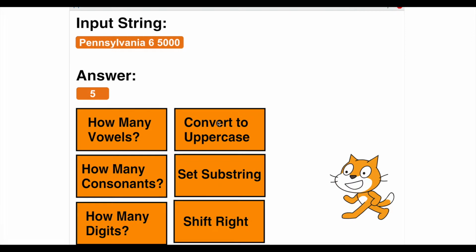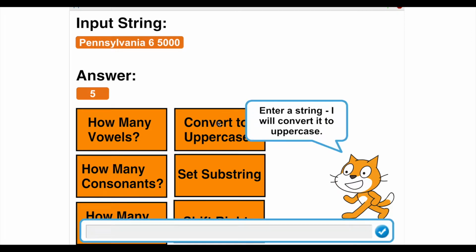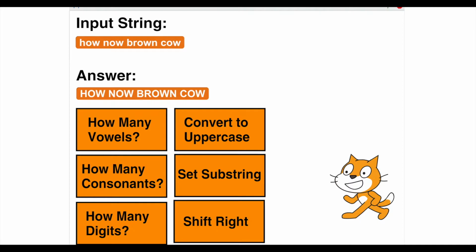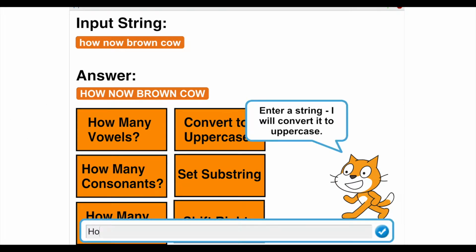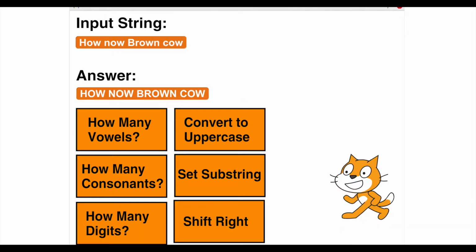Sometimes you want everything in uppercase. Scratch doesn't seem to be very case sensitive, but you may want to have some sort of output that always looks a certain way. So if I type in all lowercase, it should give me all uppercase. I guess I should test cases before I try it. If you have a mix, it should also work, and it does. So Scratch doesn't really care what the input string is, but we're forcing the output string to be all uppercase.